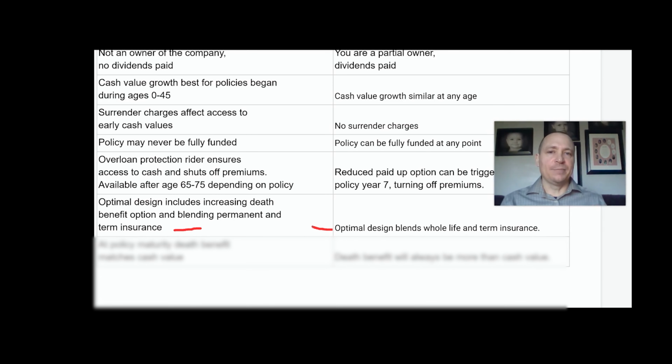When we blend them correctly, we end up with the smallest amount possible going into base premium and the rest of it going into the term insurance, which is what buys us our paid up additions. And the paid up additions is essentially cash value in the policy.